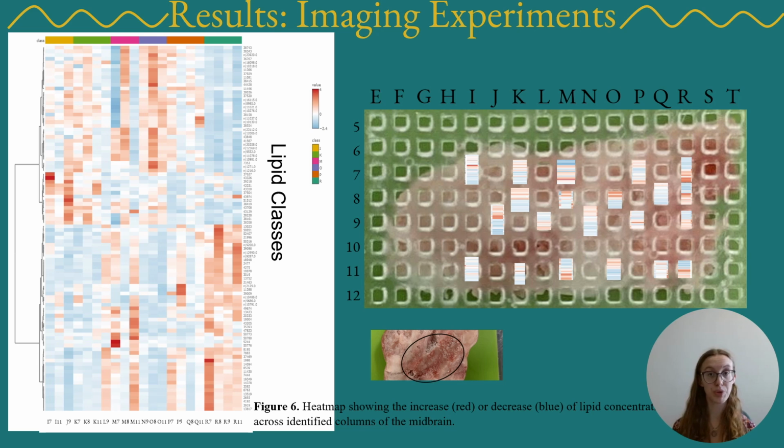Imaging experiments prove that our proposed method of spatial mapping is indeed possible. This imaging experiment uses an overlaying technique of the original tissue image with the heat map of lipids to look at the spatial distributions across the midbrain.